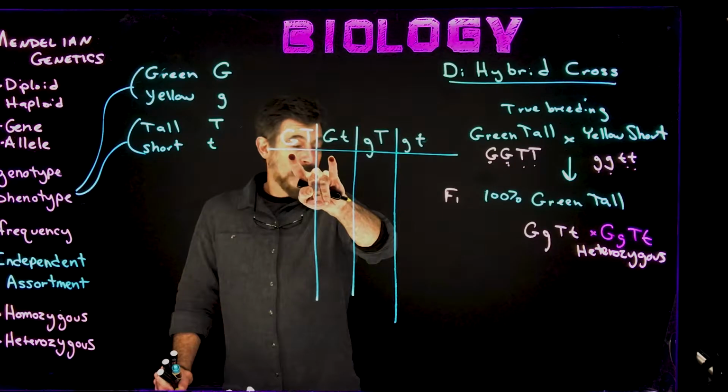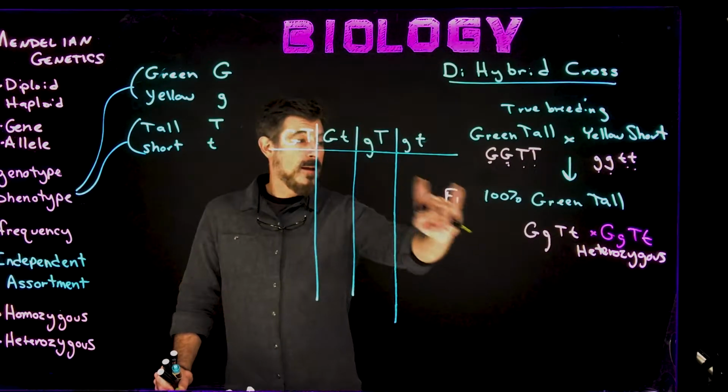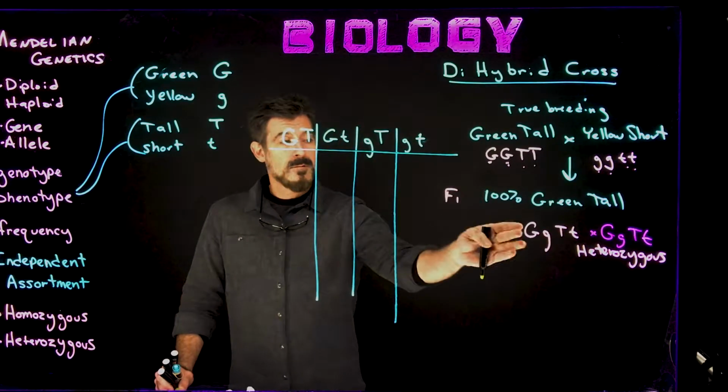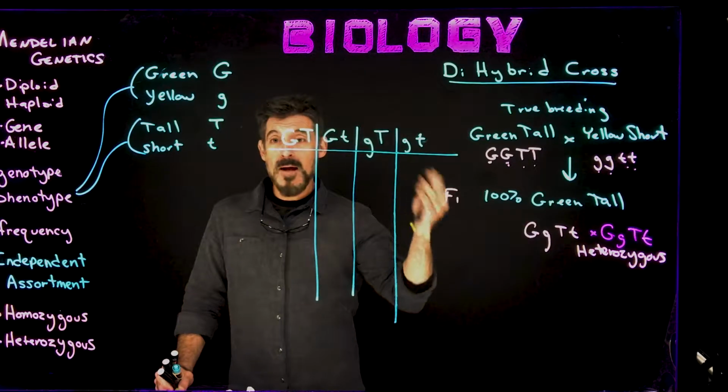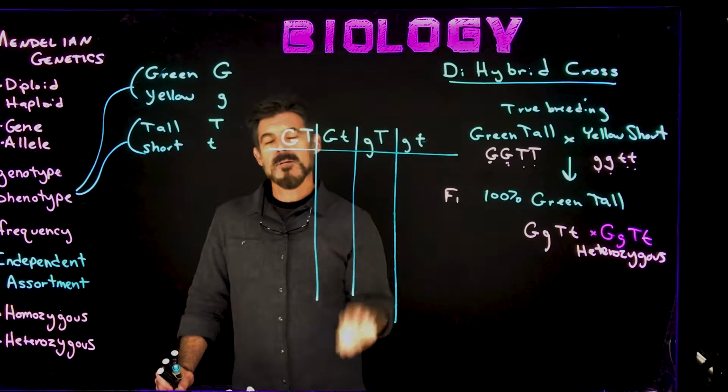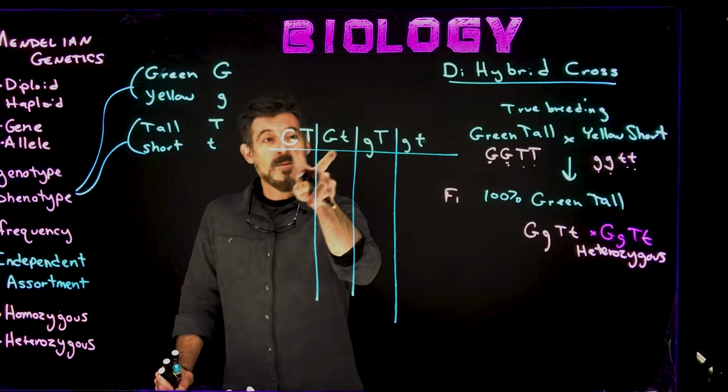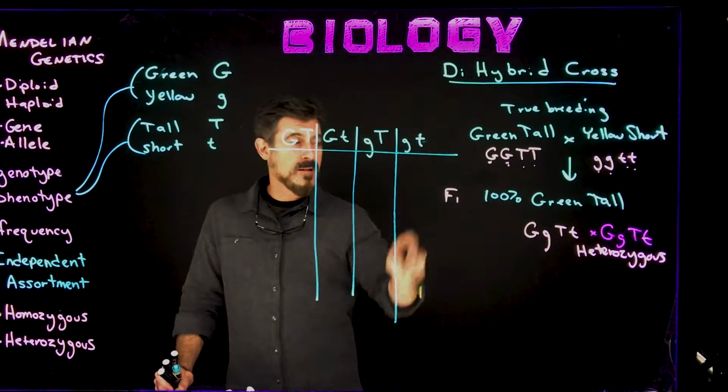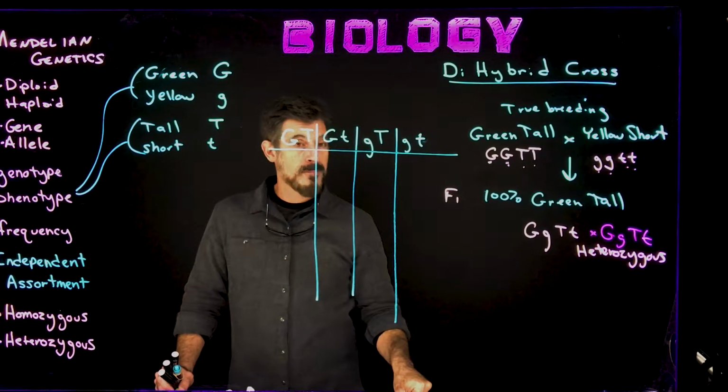Okay, so the plant has the green allele and the yellow allele. It has both alleles for color, and it has 2 alleles for height. Keep testing yourself. That's color. The green is for color and the yellow is for color. The T is for the height, tall and short.